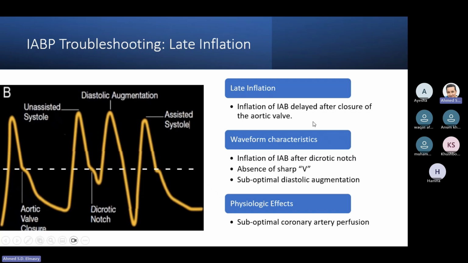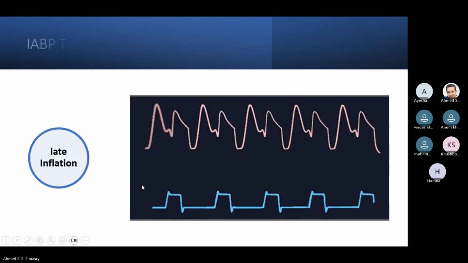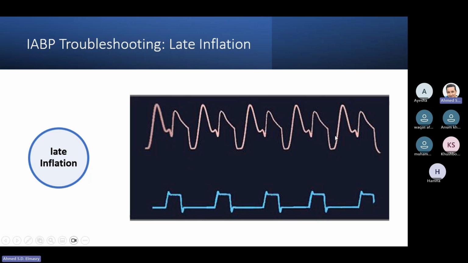With the late inflation, the intra-aortic balloon is not working against the heart like the early inflation, but the intra-aortic balloon performance will be suboptimal because the balloon augmentation will be suboptimal and the coronary artery perfusion will be suboptimal. And as you see here, this intra-aortic balloon is working at 1:1, and the V-shaped inflation point is very wide here, and the augmentation is suboptimal.